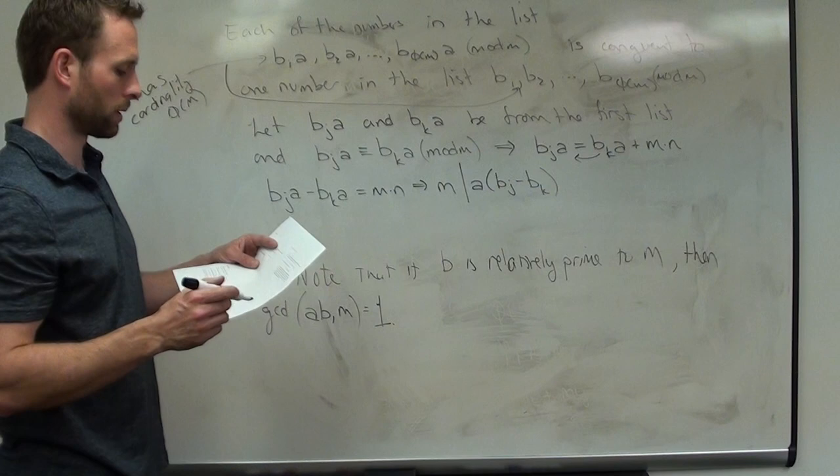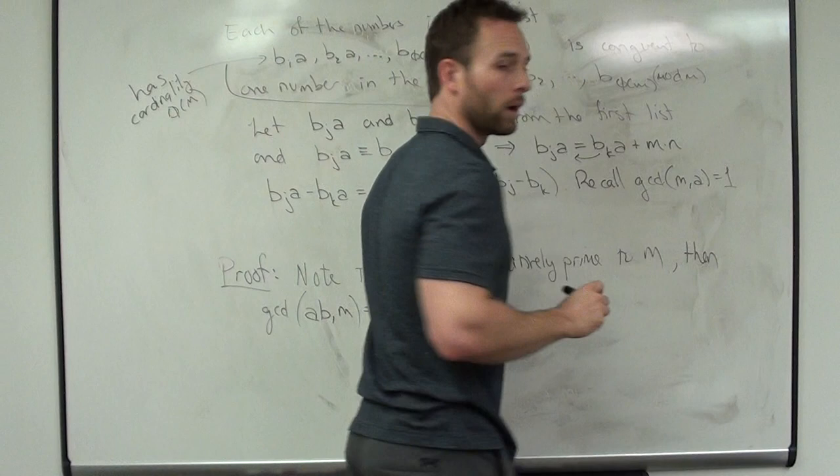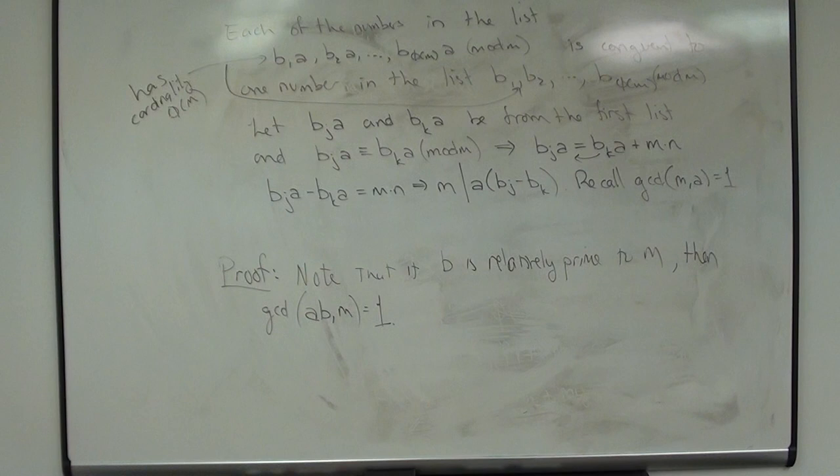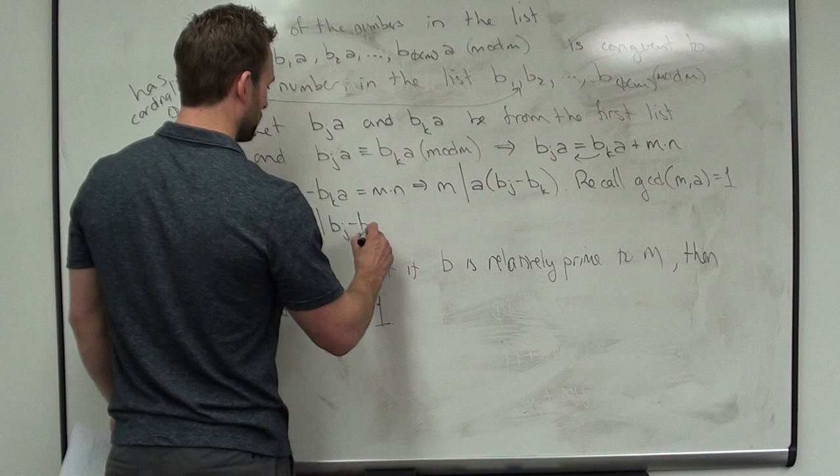But recall the GCD of m and a is equal to 1. Right, so those two things are coprime. And we have one of our properties from before. Since m divides that right-hand side, that a times (b sub j minus b sub k), and m and a are coprime, then m must divide b sub j minus b sub k. So m divides b sub j minus b sub k.